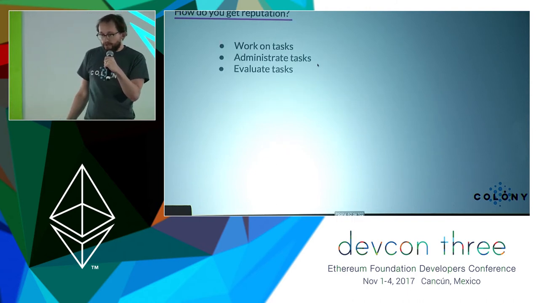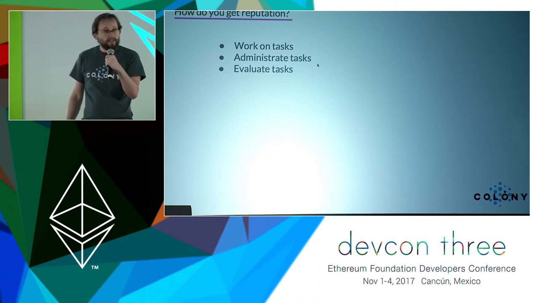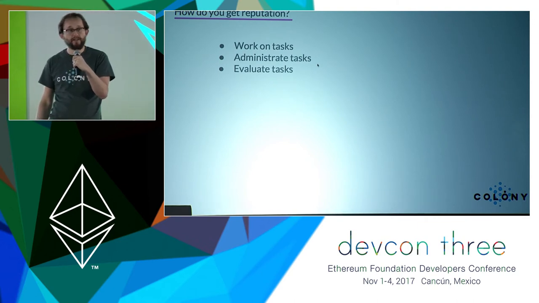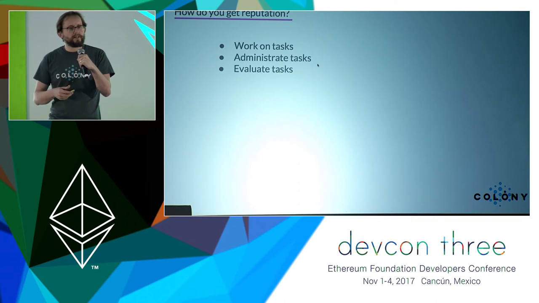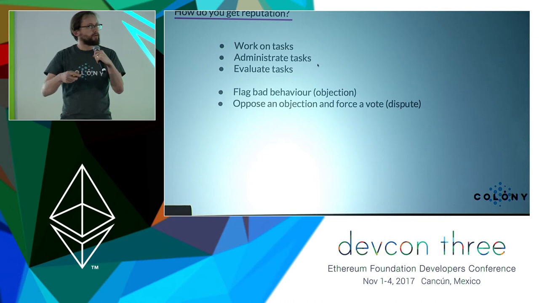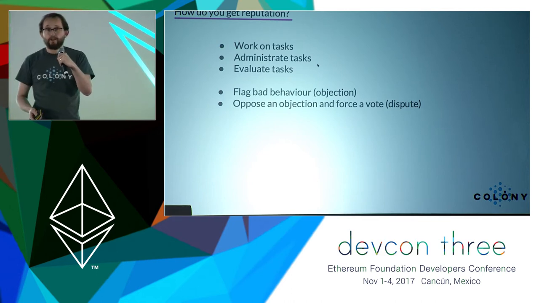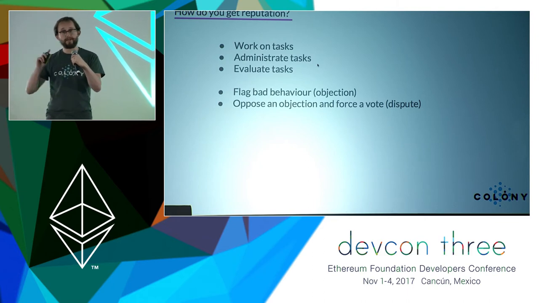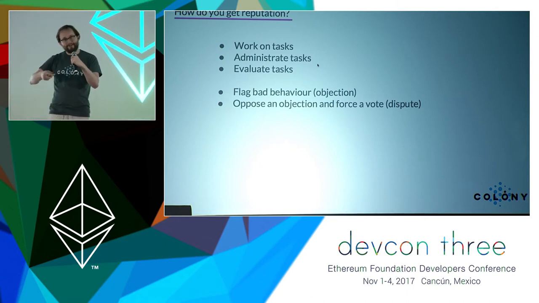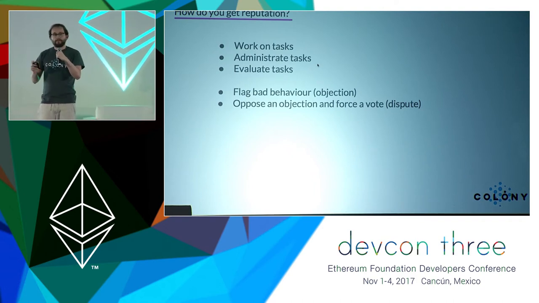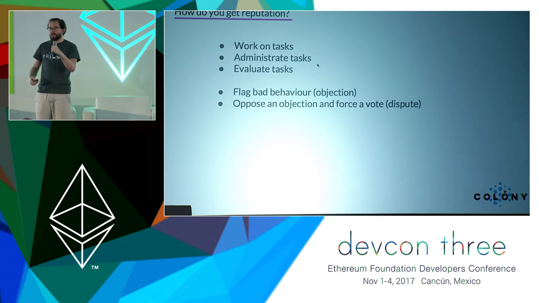So you can get reputation, as I said, by working on tasks, but also by doing administrative work. Administrating tasks, evaluating other people's work, all of these things could earn you reputation. And also policing the colony. That is, if you see people abusing the system by creating wasteful tasks, if you go around flagging those, that might be valuable. You can earn reputation for doing that. If you abuse that system and somebody else flags your flags and essentially initiates the dispute process, they could also earn reputation. So we're trying to balance all these different actors.